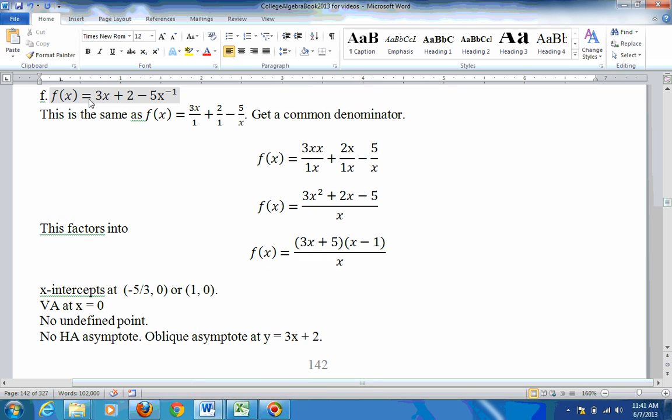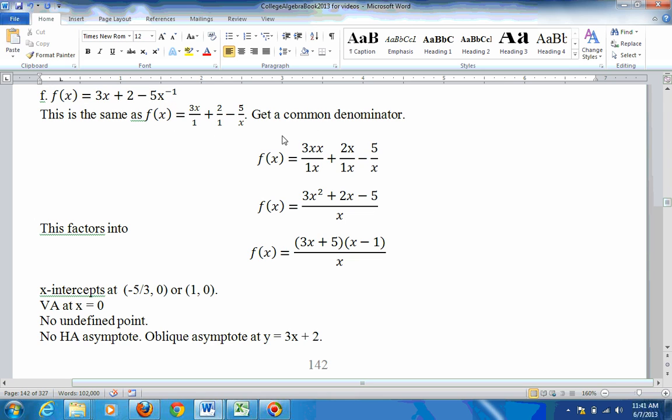Problem F is this one, 3x plus 2 minus 5x to the negative 1. Well, x to the negative 1 is going to get flipped to the bottom. The 5 doesn't. It's only the x that's raised to the negative exponent. So I wrote all these with denominators. The 3x is the same as 3x over 1. The 2 is the same as 2 over 1. And this is minus 5 over x.